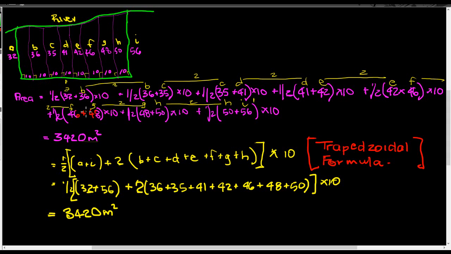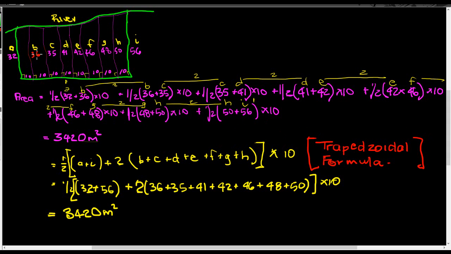So for each little one of these, we use the area of a trapezium, which is half the sum of the parallel sides times the distance between them. In this case we've constantly got a distance between them of 10, and then the parallel sides. So here we've got 32 plus 36, half that and multiplied by 10 will give you the area there, and then we add to that half of 36 plus 35, and that'll give you the area there, and so on and so on.